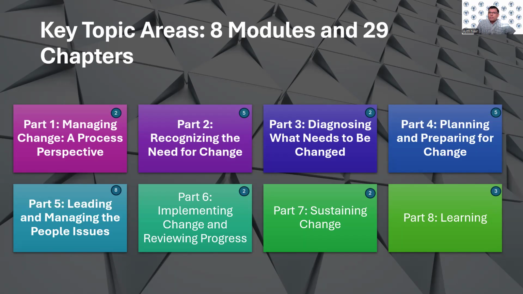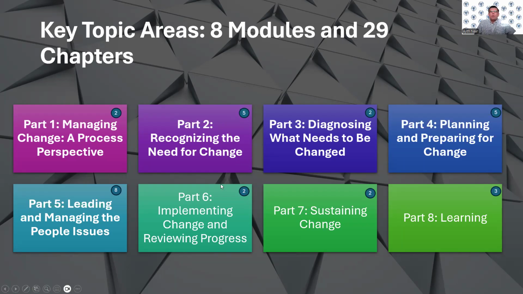Part 1 has 2 chapters. Part 2 has 5 chapters. Those 5 chapters build the foundation for part 3, diagnosing what needs to be changed, which has 2 chapters. Part 4 would be planning and preparing for the change, with 5 chapters. Part 5 is probably the longest part, with 8 chapters, leading and managing people issues. At the end of the day, people play a very critical role in embodying the change.